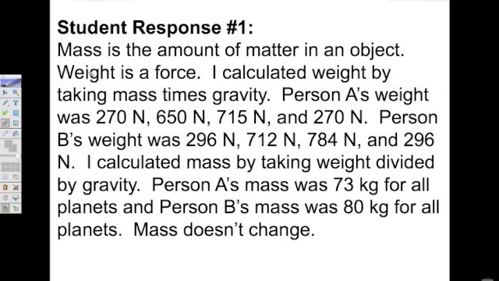Here is the response. Mass is the amount of matter in an object. Weight is a force. I calculated weight by taking mass times gravity. Person A's weight was 270 newtons, 650 newtons, 715 newtons, and 270 newtons. Person B's weight was 296 newtons, 712 newtons, 784 newtons, and 296 newtons. I calculated mass by taking weight divided by gravity. Person A's mass was 73 kilograms for all planets, and person B's mass was 80 kilograms for all planets. Mass does not change.